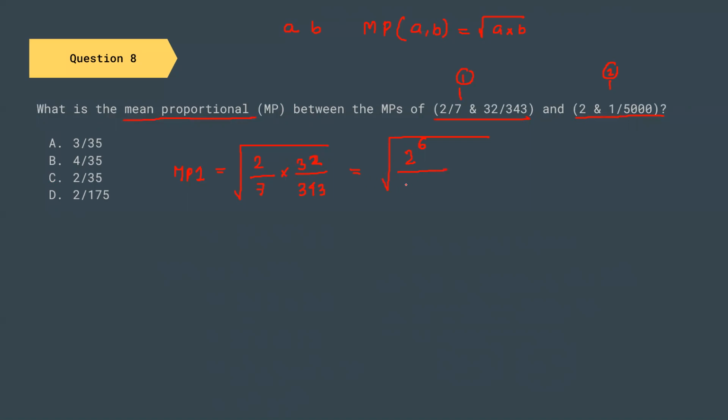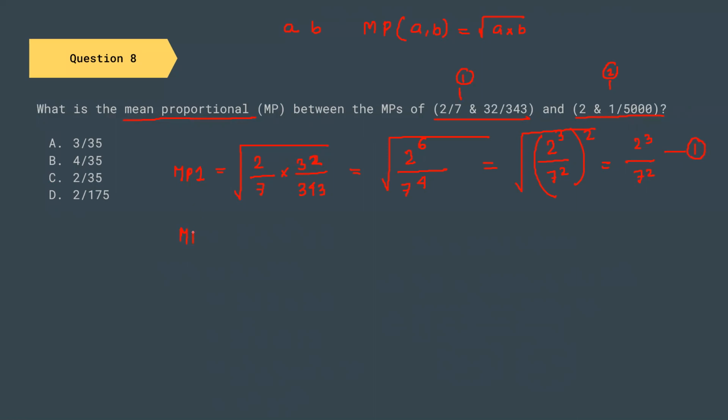7 cube into 7 will give us 7 to the power of 4, and this equation can be simply written as 2 cube by 7 square whole square, and root over. So that will give us 2 cube by 7 square. Fine, keep it like this. You don't need to simplify it as of now. So this is your MP number 1.